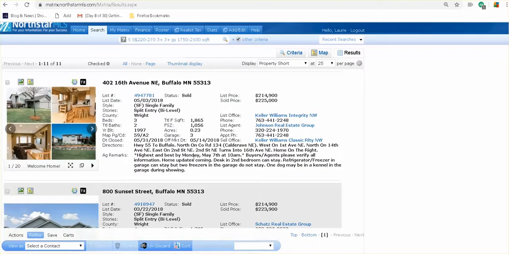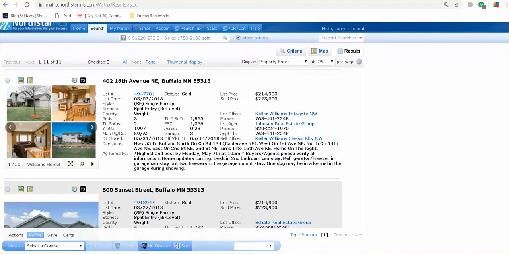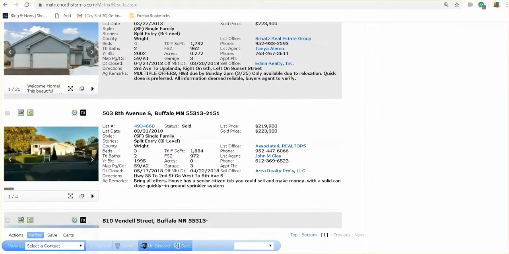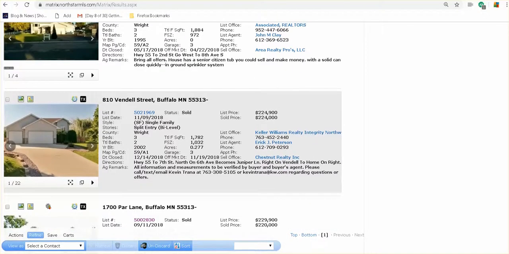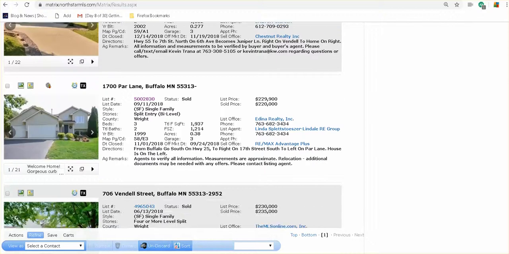I'm reading highest and best. Home updates coming. Desk and second bedroom can stay. Just reading to see if there's anything in agent remarks that would tell me more. So that's quite a dilemma I have, just to be very honest with you, to take this home to listing.